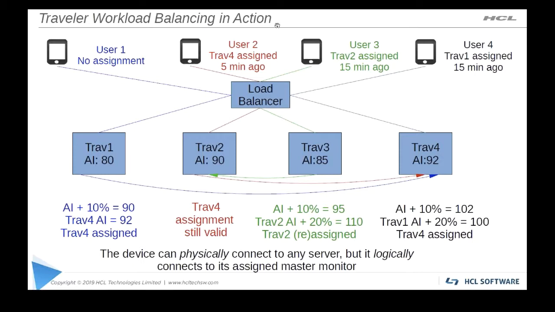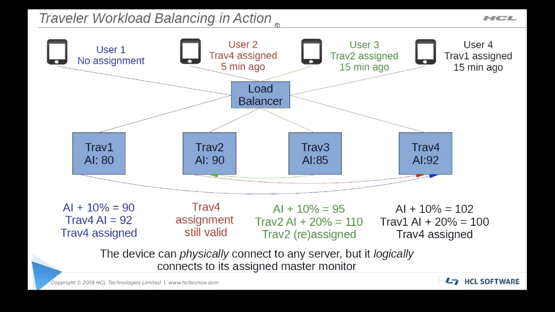And our final example, user 4 was assigned Traveler 1 as their master monitor 15 minutes ago. Load balancer sends user 4 to Traveler 4. Traveler 4 does the bias computations and assigns Traveler 4. And the workload stays there because now Traveler 4 is the master monitor for user 4. So that's what it looks like behind the scenes.